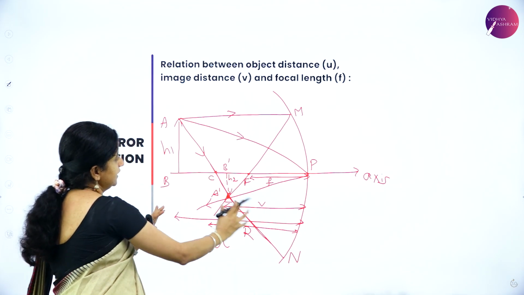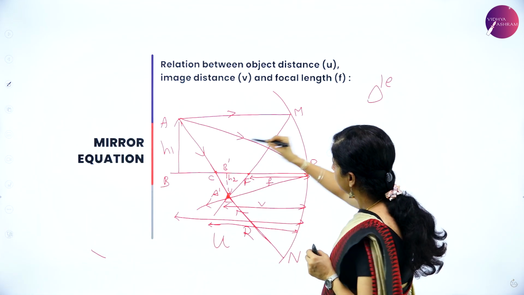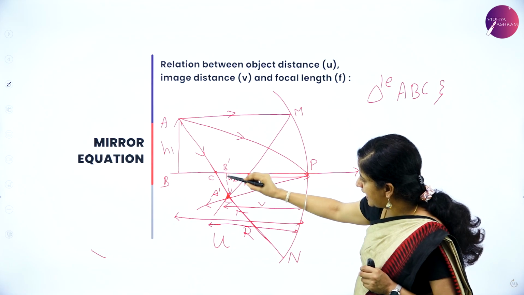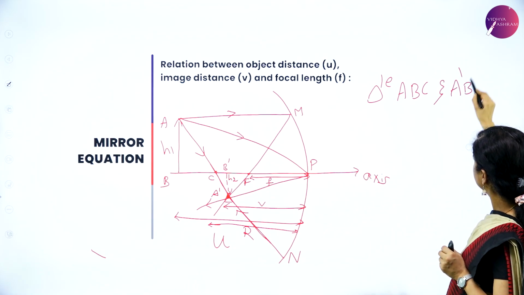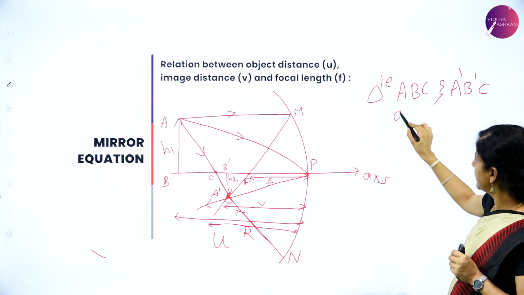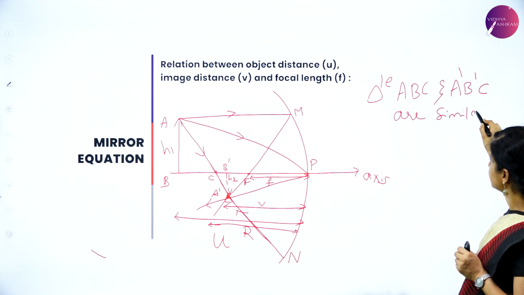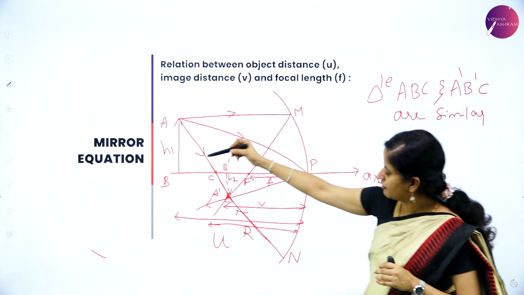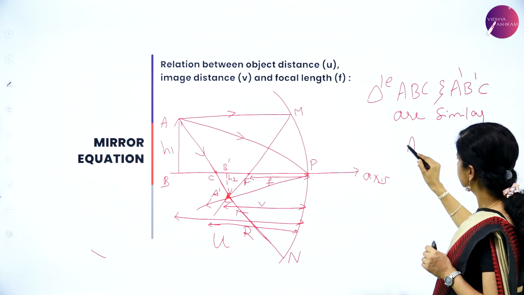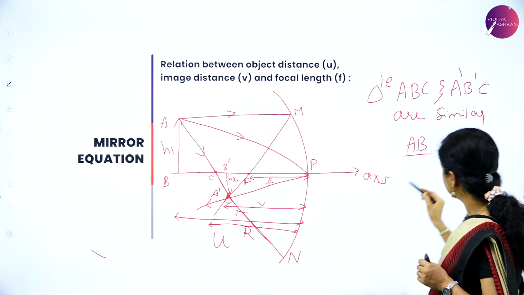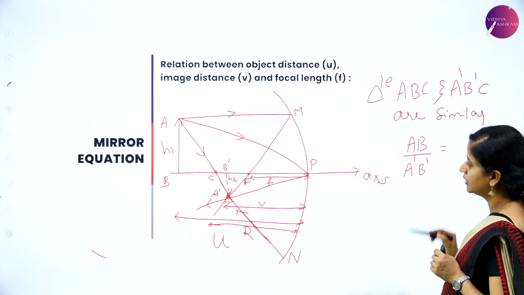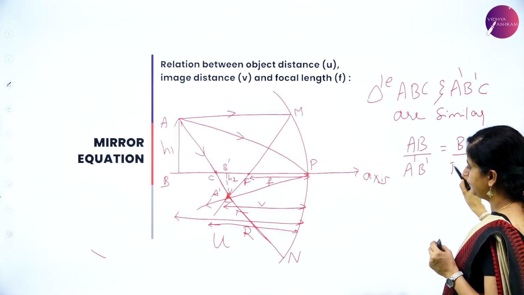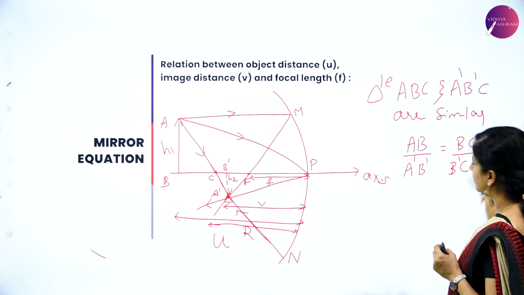Now from this figure, you can see that triangle ABC and triangle A dash B dash C are similar. For similar triangles, the ratio of heights is equal to the ratio of their bases. So the height of the object, AB, divided by the height of the image, A dash B dash, is equal to the ratio of their bases, BC divided by B dash C. This is my equation 1.